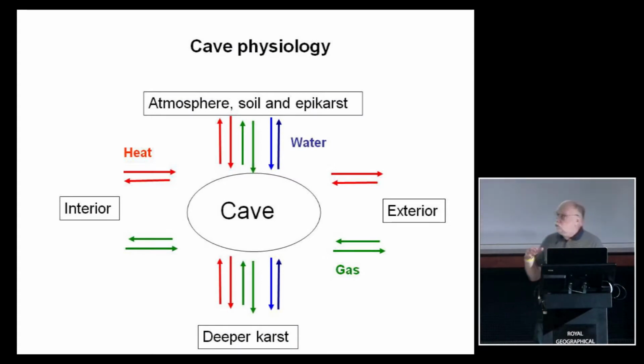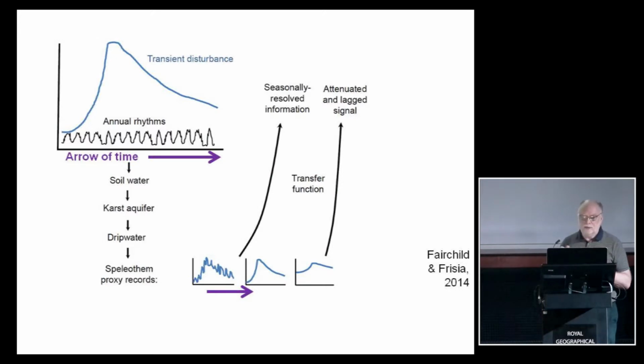So from this, then, we get the idea of caves having a physiology. We know the idea of Gaia, the planet has a physiology, we each have a physiology, and caves have physiology. They have an exchange of heat, of water, and of gas, which allows them to sustain that pattern. And so they are capable, then, of recording an environmental signal that passes into the cave.